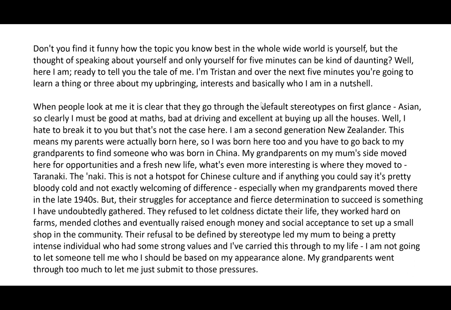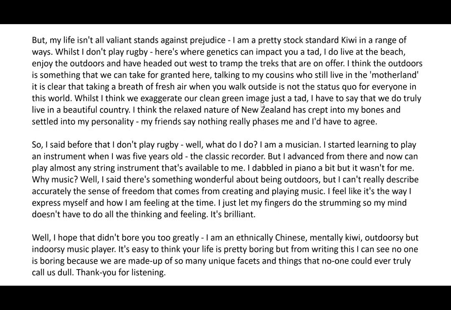Their refusal to be defined by stereotype led my mum to being a pretty intense individual who had some strong values, and I've carried this through to my life. I'm not going to let someone tell me who I should be based on my appearance alone. My grandparents went through too much to let me just submit to those pressures. But my life isn't all valiant stands against prejudice. I am pretty stock standard Kiwi in a range of ways.